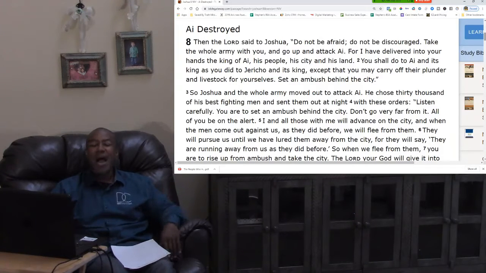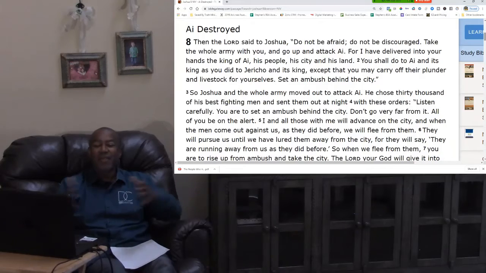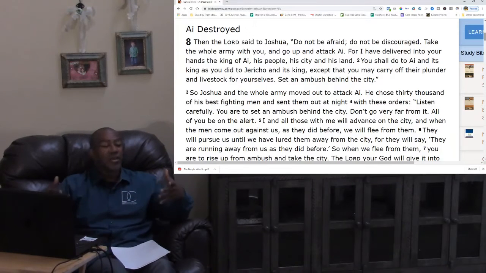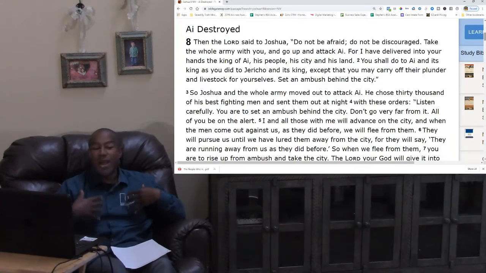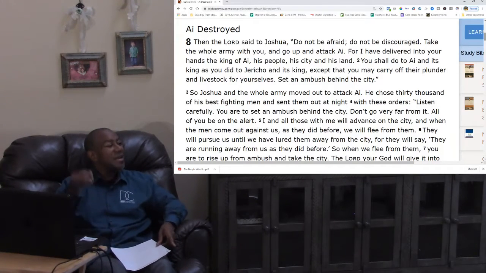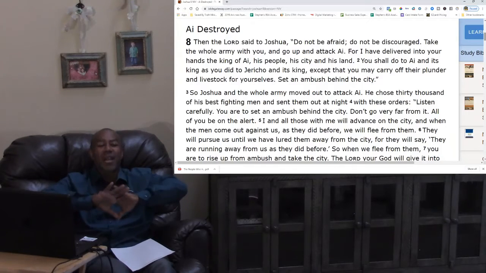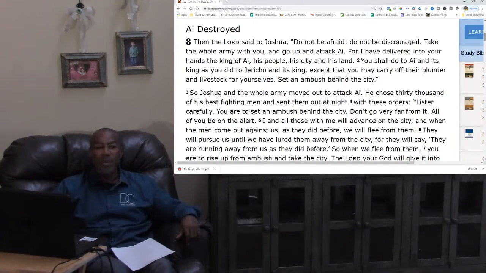It says, Ai destroyed. See, back then, the Canaanites had changed the name. They always like to change the name. Now they're called Ai in that land. It says, then the Lord said to Joshua, do not be afraid, do not be discouraged. That's the first thing the Lord wants us to do right now, is to not be afraid, not be discouraged. You're going to see calamities going on around the world. Don't be afraid and don't be discouraged.